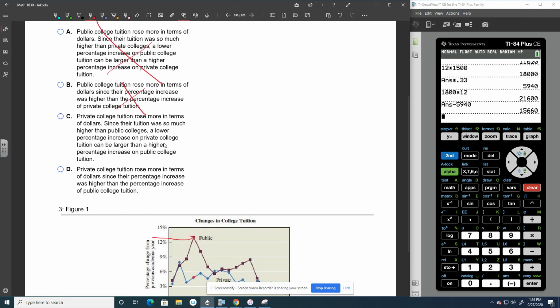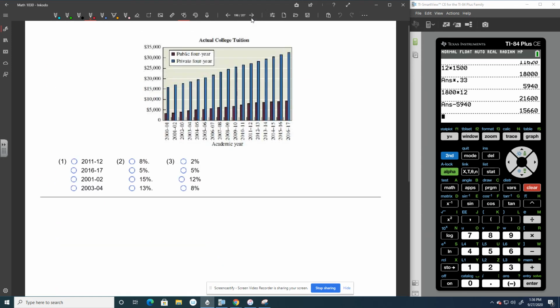Since their tuition was so much higher than public colleges, a lower percent increase on private college can be larger than a high percent increase on public tuition. Great answer. Private college tuition rose more since their percentage increase was higher. No, it wasn't. The percent increase was lower, but they started at a higher amount. So part C, or answer C, would be your best option there.